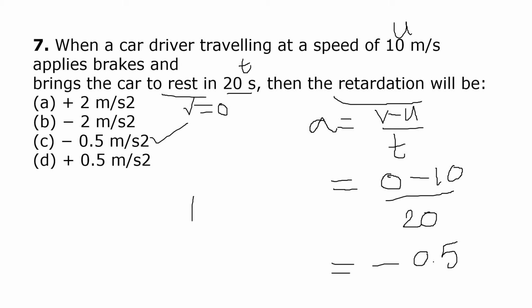Sometimes in a hurry, many students will write 1 by 2 as equal to 2. This should not happen, children. So minus 1 by 2 is the answer here. The option may be given as minus 1 by 2. In one option minus 0.5, in another option minus 1 by 2, and one option may be given as both. So both will be correct.